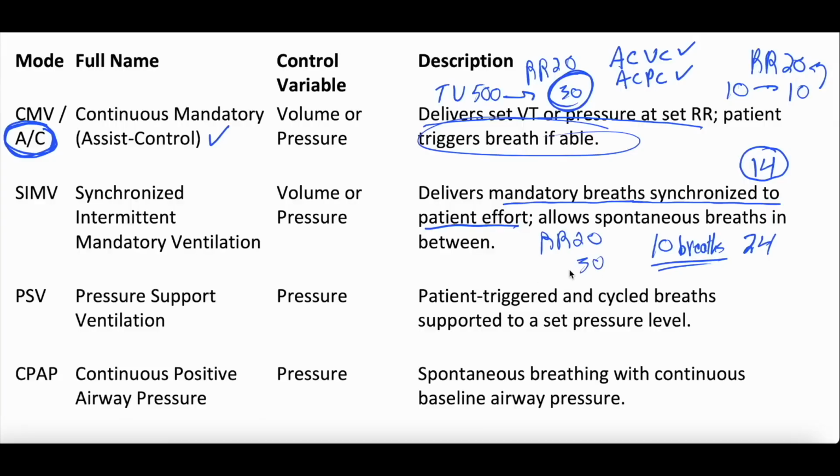breaths, for 10 of those breaths the ventilator will not assist them at all. The patient will just kind of suck in air as much as they're able to. PSV, or pressure support ventilation. This is where the patient has to trigger all of their own breaths.